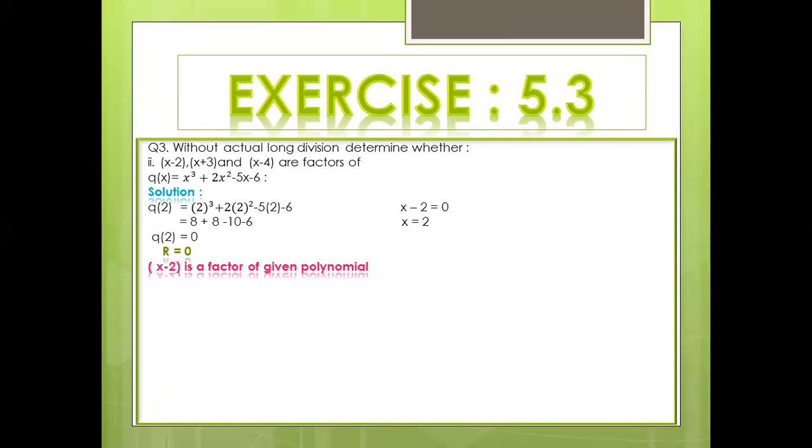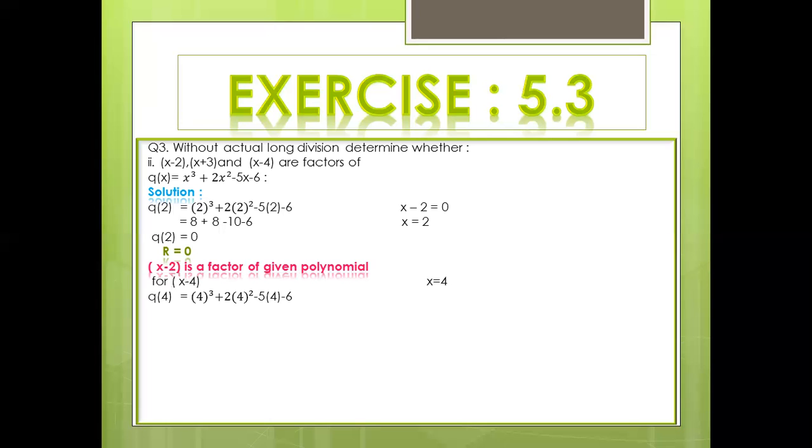Q(x) is equal to x cube plus 2x square minus 5x minus 6. Now the first linear factor is x minus 2. X is equal to 2. So replace every x with 2. 8 plus 8, after the simplification you see that the remainder is 0. So x minus 2 is a factor of the given polynomial.